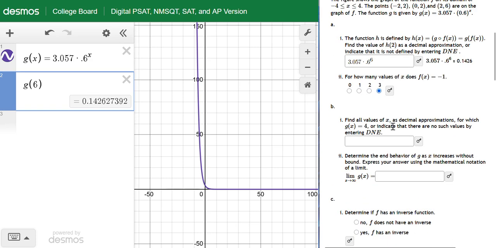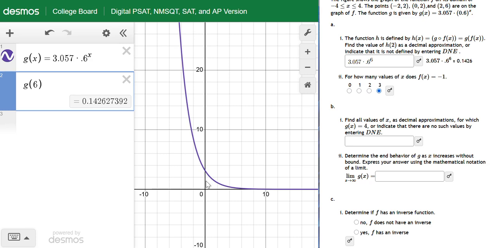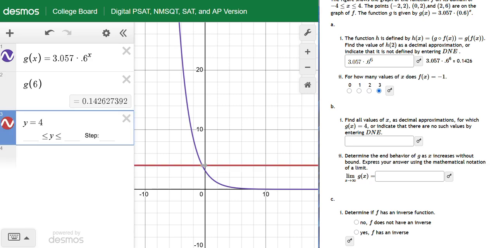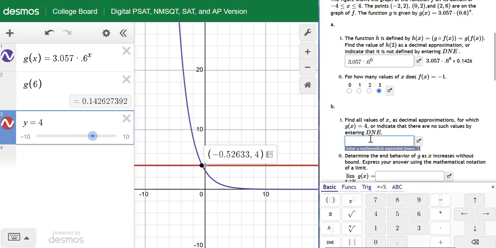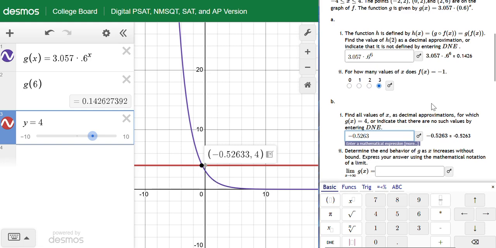Next, if we move back to the g function, find all values of x for which g of x is equal to 4. So once again, what we can do here is we can come into our function, draw in the line y equals 4, and we can see where this intersects. There's only one spot where that's the case. So negative 0.5263 is the only point where that intersects.